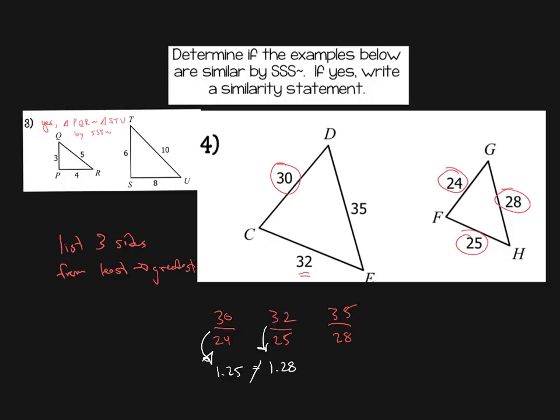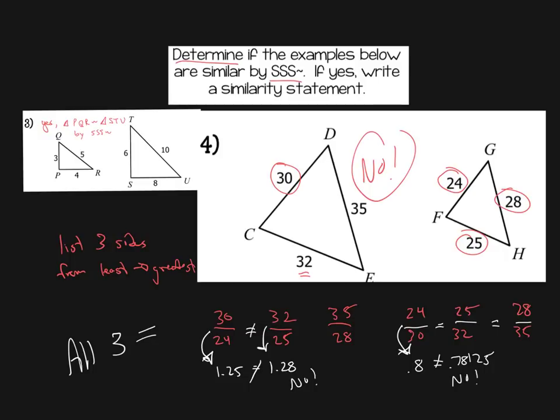Those aren't the same, so right away I could just stop right there and say no. I've determined that they are not similar by side, side, side, so no need to go any further. Now, one of the questions probably is, well, what happens if I had written it the other way? What if I wrote 24, 25, and 28 over 30, 32, and 35? It doesn't matter, right?